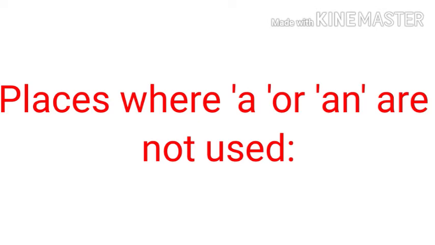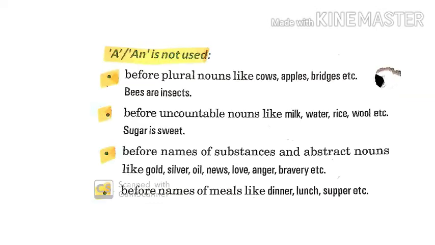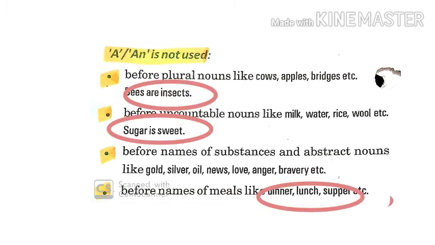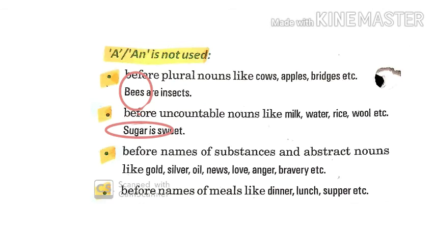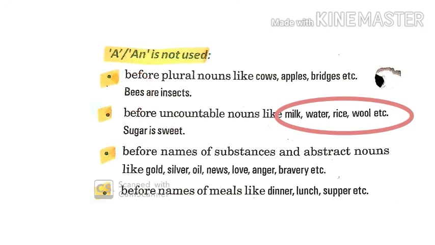What are those? Be careful. Before plural nouns like cows, apples, bridges, we do not use a or an. Like bees are insects. Over here it is plural. You cannot say a bees are insects, right? Then for uncountable nouns like milk, water, rice, wool, etc., we do not use a or an. Like sugar is sweet. You can't say a sugar is sweet. Sugar is uncountable over here. So these are some places where we do not take articles at all.